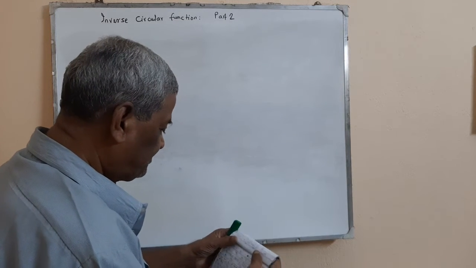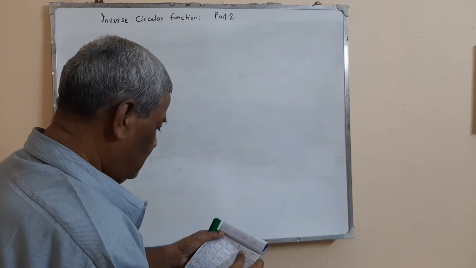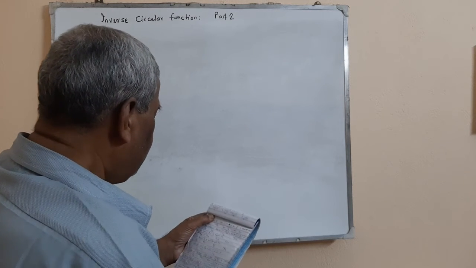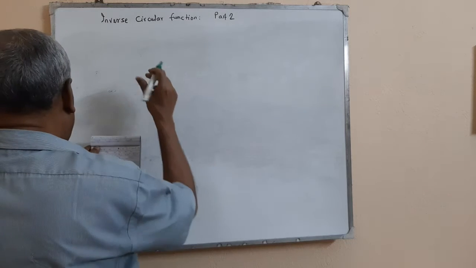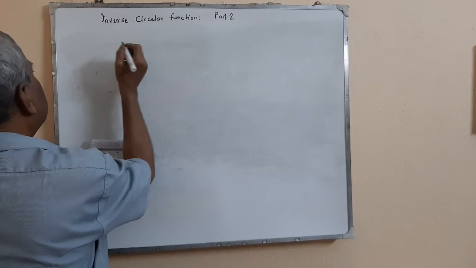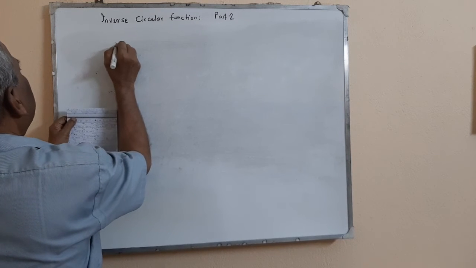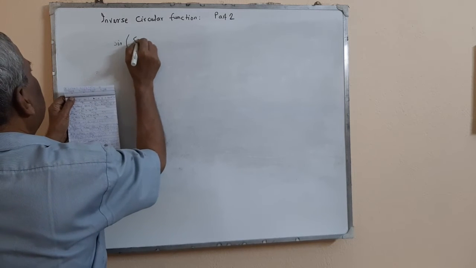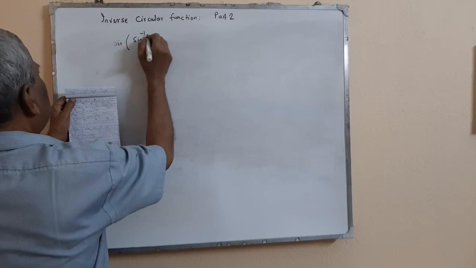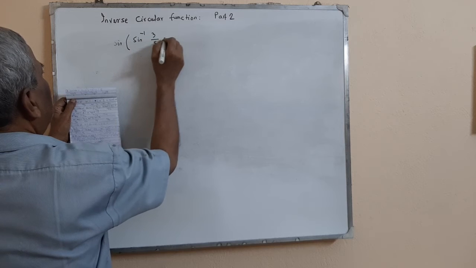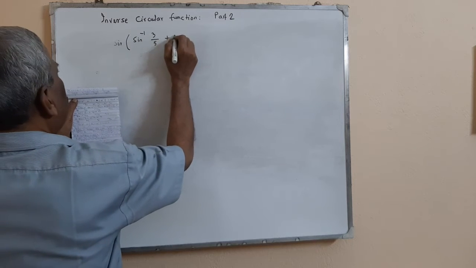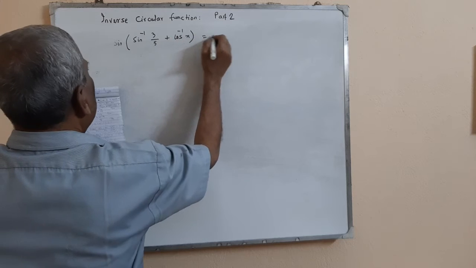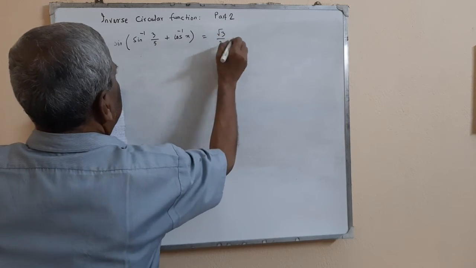Next, again solve for x. Find the value of x if sine inverse 3 by 5 plus cos inverse x is equal to root 3 by 2.